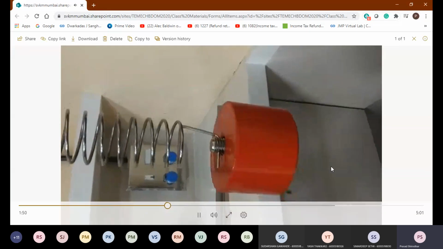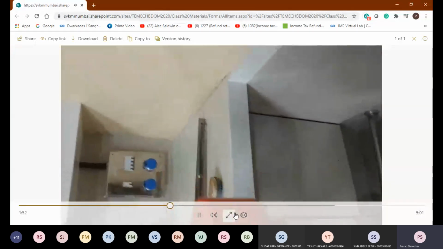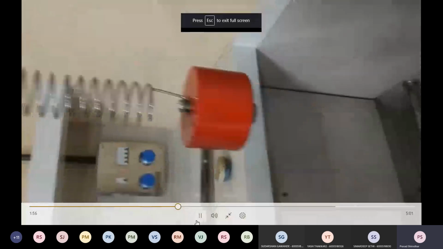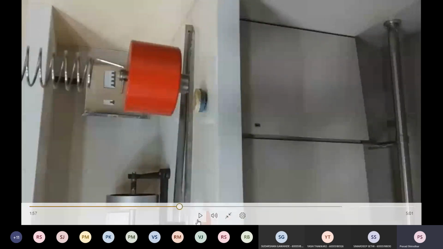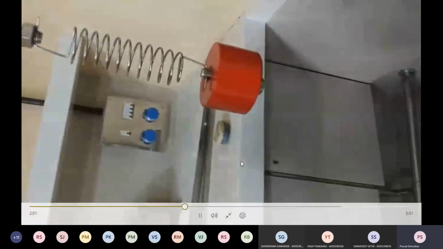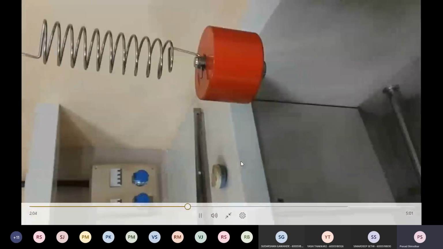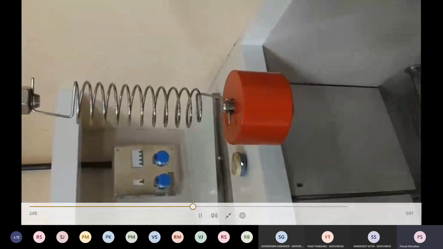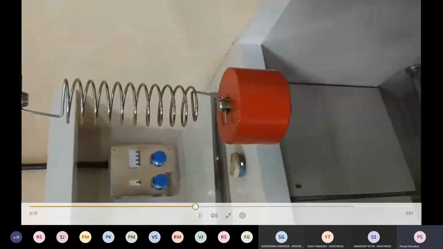Is 1 kg plus you have to also add the weight of the bolt, that is 50 grams, in each of the readings. So the total weight will be 1 kg plus 50 grams. After this is done, we are going to give the oscillations to this mass. So the first reading is for 1 kg plus the mass of the bolt.